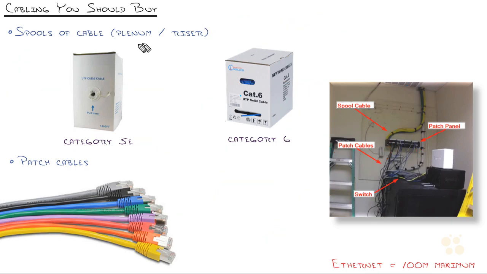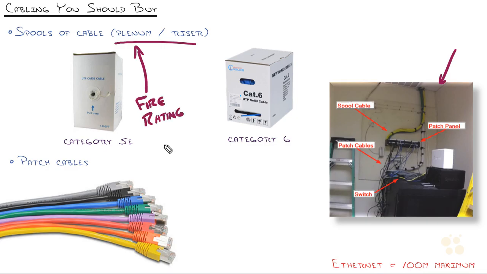Now, you'll also see that I put plenum and riser next to these spools of cable. These are the different ratings. Plenum cable is designed to be installed in the plenum area of the building. That's the area above the ceiling where you typically find air-conditioned ducting, electrical wiring, and things like that. Essentially, plenum cable has a better fire rating.